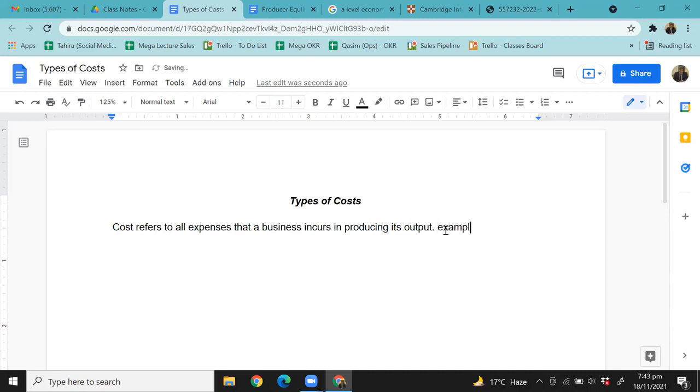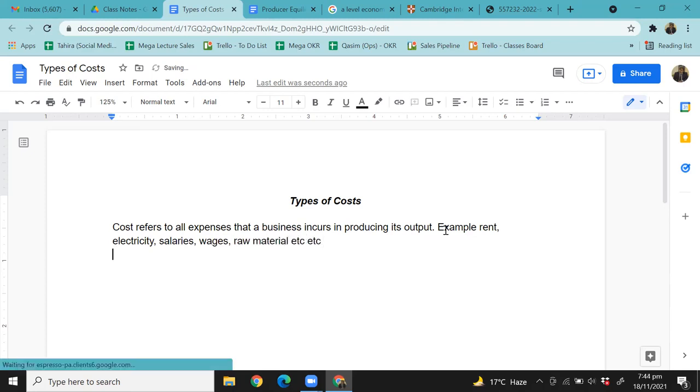Examples would include a lot of things. For example, rent, electricity that is used in your office, or the electricity that is used in your factory, depending upon what type of business we're looking at. Salaries that you're paying to your workers, the wages, the raw material expense. The list goes on. Easy.